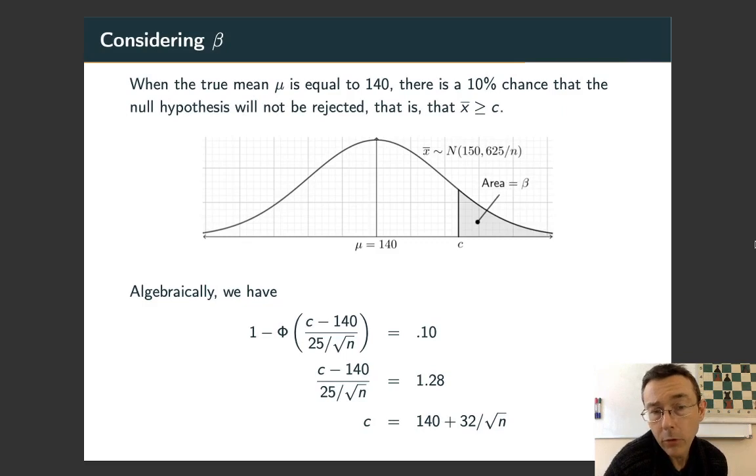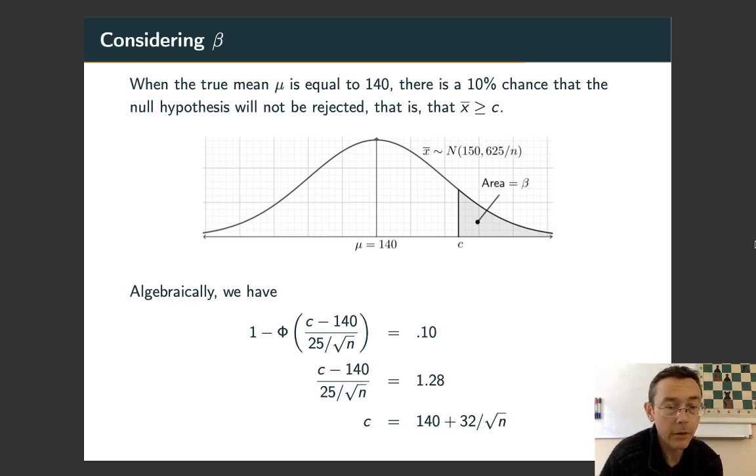So when we're talking about a type 2 error, we're talking about assuming a different true population mean, in this case 140. And we know that if mu is actually 140, then there's a 10% chance that the null hypothesis isn't rejected. That's type 2 error. And that occurs when x bar is greater than or equal to c. So here's a picture. It's another bell curve, but notice now the mean is at 140 instead of 150. So c is labeled the same in both pictures, but the center of the bell curve is different under the null hypothesis than it is under this particular true population mean of 140.